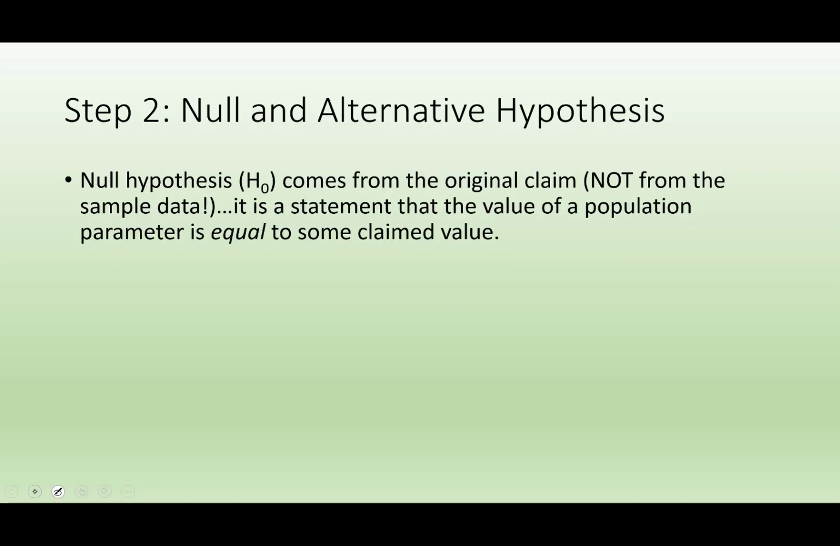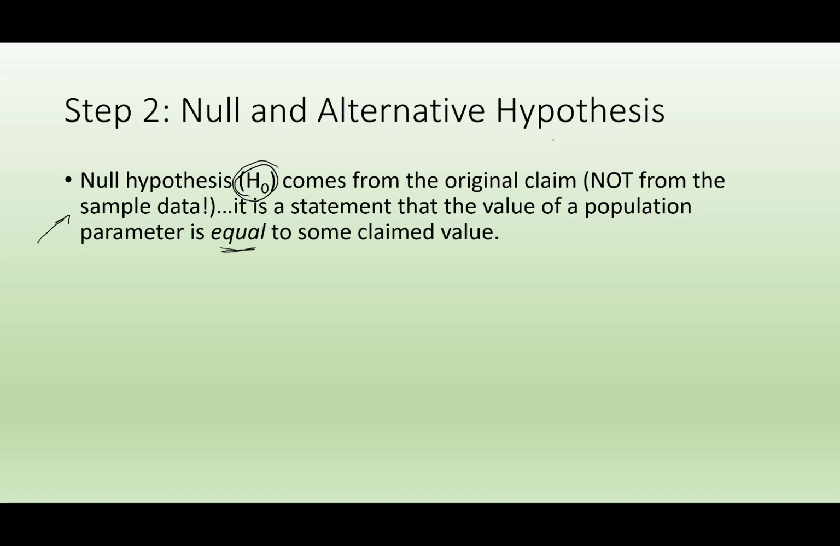Okay, now the second step. So once you've decided what type of test you're going to do, the second step you need to do is determine what's known as our null and our alternative hypothesis. The null hypothesis, which oftentimes we will use the notation H sub 0, comes from the original claim. It does not come from the sample that you are going to take. Okay, and it is a statement that the value of the population parameter is equal to some claimed value. Now, when we're doing this hypothesis test, we are trying to prove that the null hypothesis is false. That's usually going to be our goal for a hypothesis test.